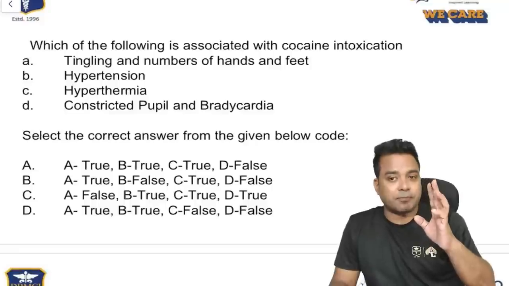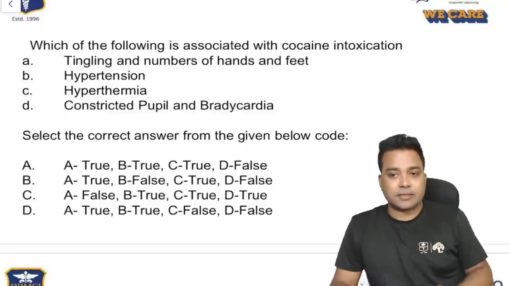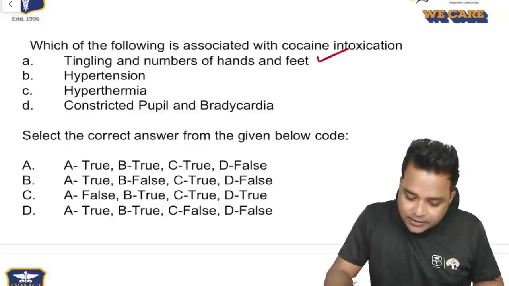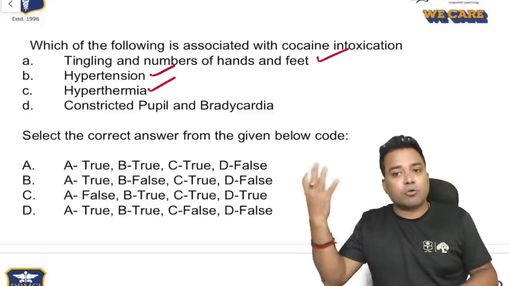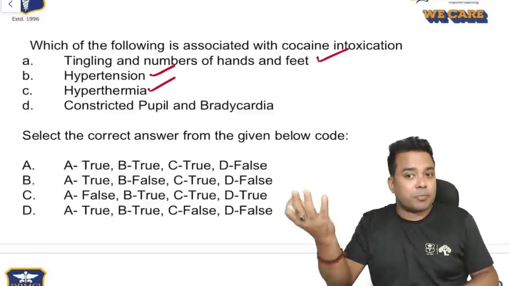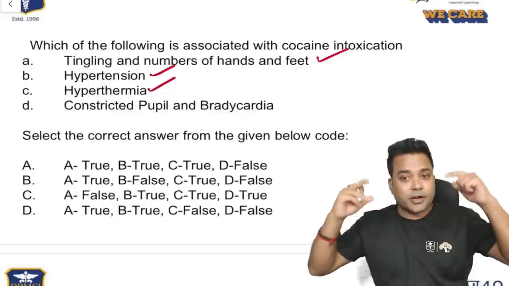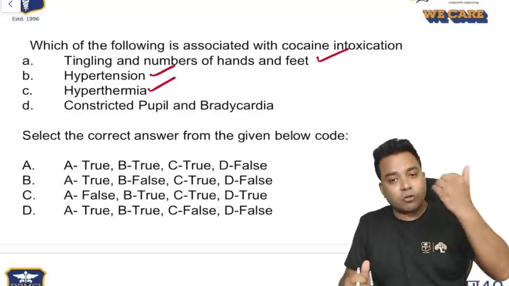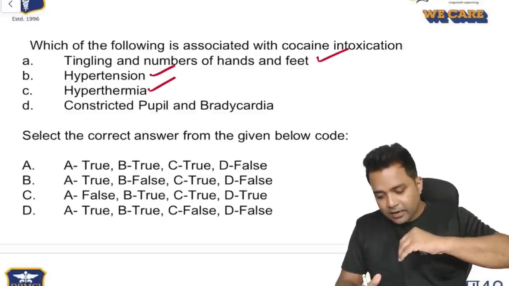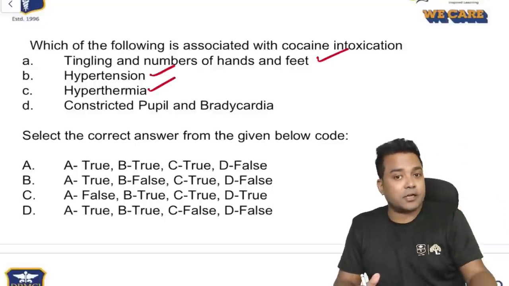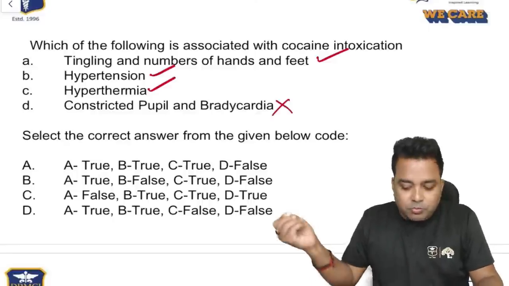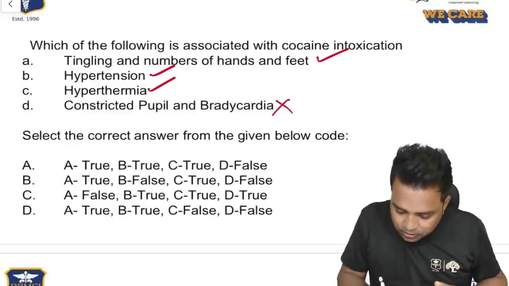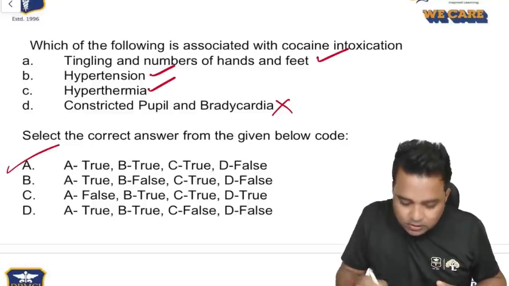I will clear one more confusion. It is an old AIIMS exam question. Which of the following is associated with cocaine intoxication? Tingling and numbness happens. Hypertension happens, hyperthermia happens, cocaine leads to cocaine fever just like atropine. Atropine leads to atropine fever, na. In Dhatura poisoning cases also, dry hot skin happens due to atropine in Dhatura seeds. So all this to be correlated. Cocaine also leads to mydriasis, that is dilated pupil. So this will not happen, na, constricted pupil, bradycardia, all this will not happen. So A, B, C are true. See, A, B, C true in which? A, B, C yes, A option.